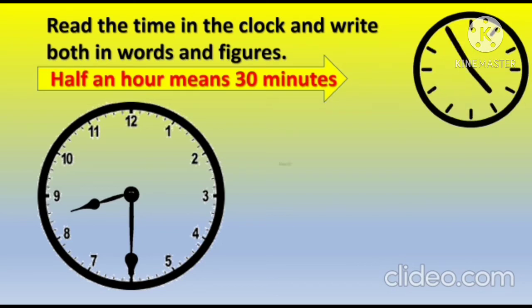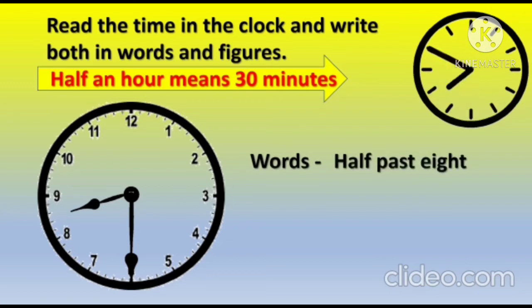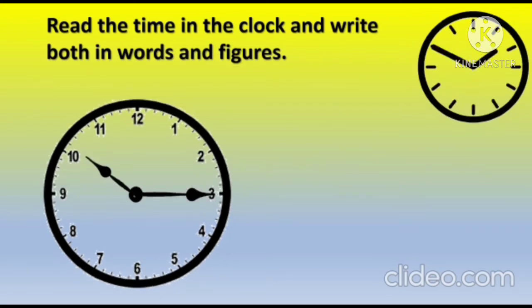How will you write this in words? You will write it as half past 8 because it has already passed 8. It is between 8 and 9. So you can say that it is half past 8. How will you write it in figures? You will write as 8 colon 3 0. Look at the next question.